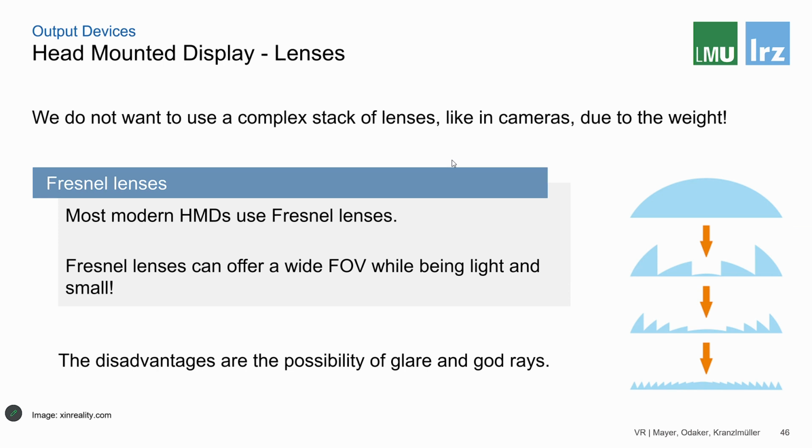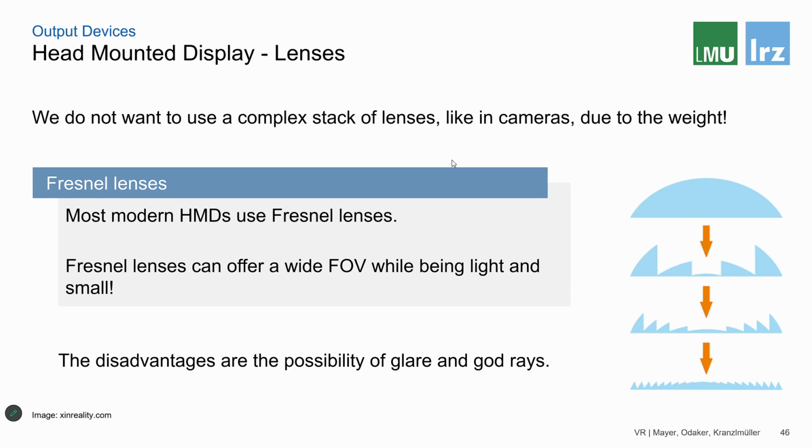The problem is that since it's not a continuous curvature, but these little approximated bits, it has the possibility of adding glare and of adding God rays to the image. So God rays, these rays of light that you can see, or glare effects, can be due to light hitting the sides where it's not supposed to. Fresnel lenses were the go-to lenses in VR for quite some time. So the earliest headsets in 2016 didn't have them. Then they switched to Fresnel lenses very early on. And that has been the standard for a few years.